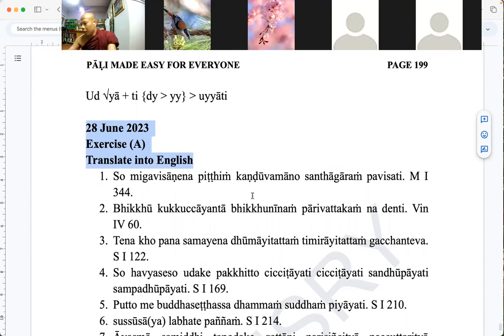So now we will do the exercise of lesson 31. Exercise A: translate into English.